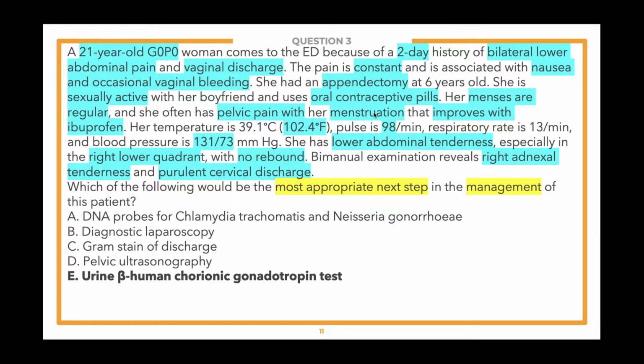So a positive pregnancy test, if it were to come back positive, would completely change the diagnosis and the management. So the first thing we need to do is make sure this patient does not have an ectopic pregnancy. We would do that by checking a beta HCG.